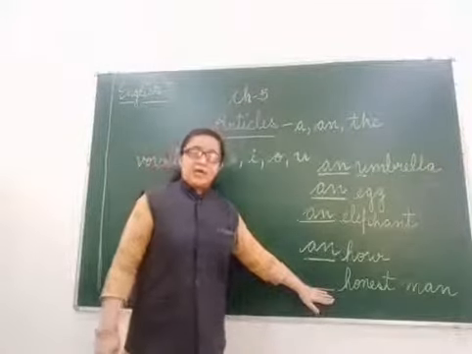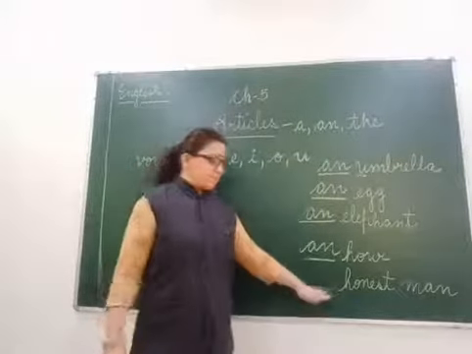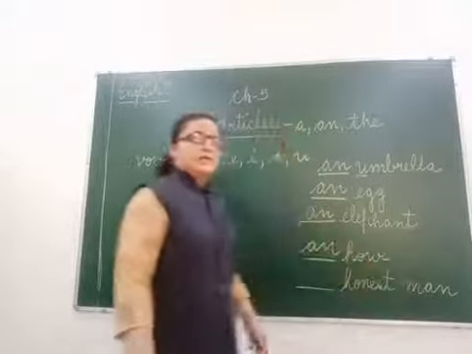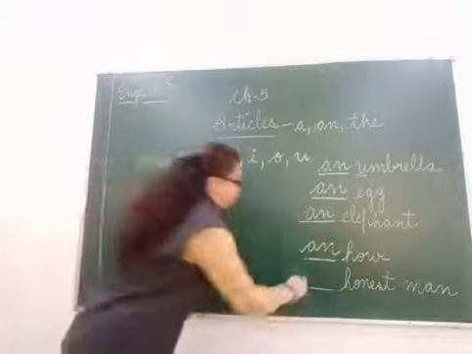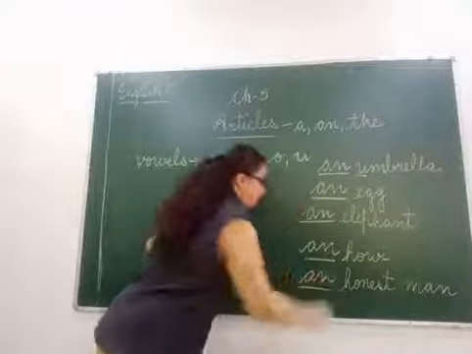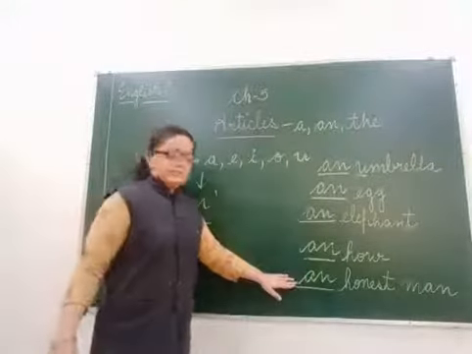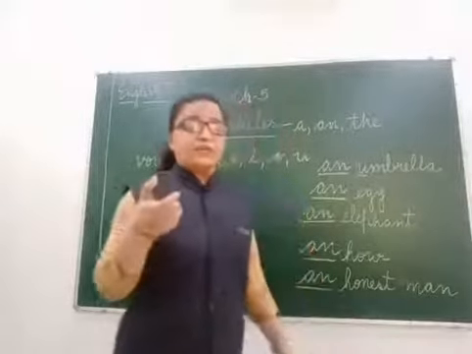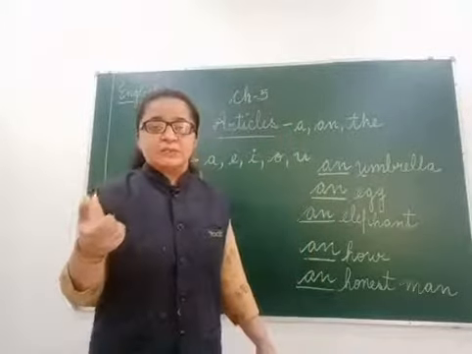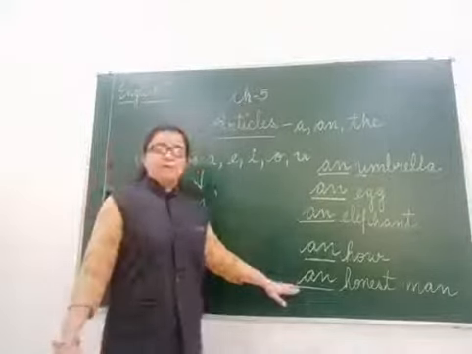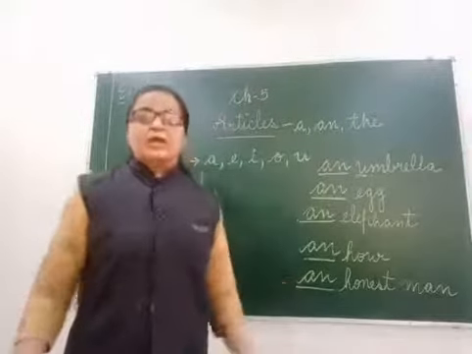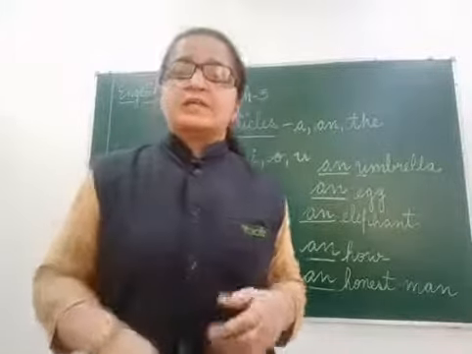And we write an also before an adjective, like I have written honest man. Okay, he is an honest man. So here also we use an, because in honest H is silent, and which sound we are getting? We are getting the O sound. So we will use an before honest. Okay? Understood? Now let us see where we use a.